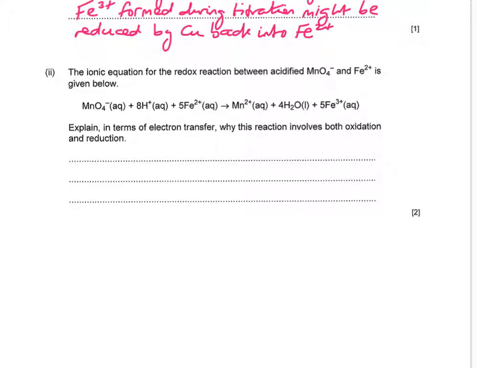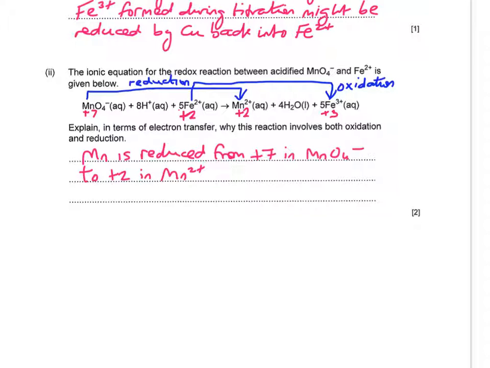So looking at the next part of the question, it should be fairly straightforward if you assign oxidation states. So once you've done that, you can see what's being reduced from what. So first you state what's reduced from what oxidation state and in what species, to what oxidation state it goes into in which species. So Mn is reduced from +7 in MnO4- to +2 in Mn2+. At the same time, iron is oxidized from +2 in Fe2+ to +3 in Fe3+.